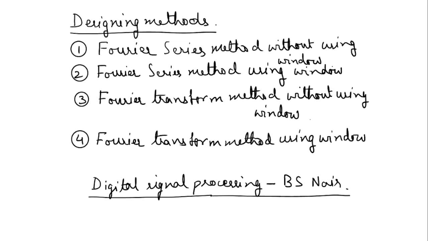So good evening. Today we will start with FIR filter designing methods. So there are typically four methods. The first one is the Fourier series method without using window. In the second one we have Fourier series method using window technique. Then we have Fourier transform method without using window, and lastly we have Fourier transform method using window.